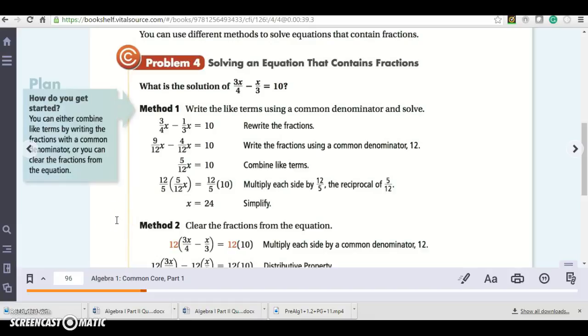Okay, let's take a look at problem 4, solving an equation that contains fractions. It says, what is the solution of 3x over 4 minus x over 3 equals 10? It says, write the like terms using common denominators and solve.